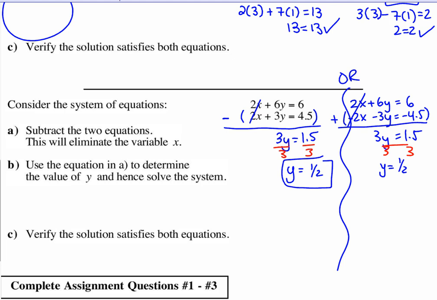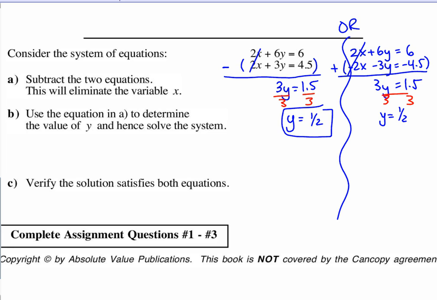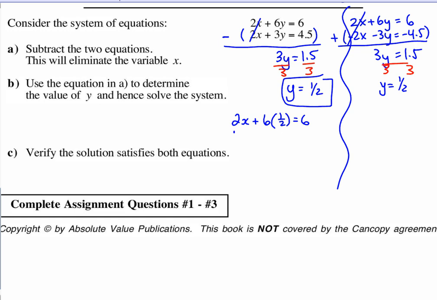Okay. All right, now we need to find, now what? Find x by subbing half. Does it matter into which one? No. Let's do the 2 times x plus 6 times half has to equal 6. So I subbed y equals a half into the first equation. 2x plus half of 6.